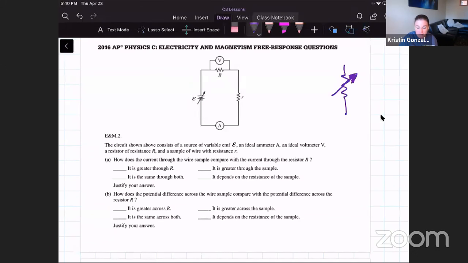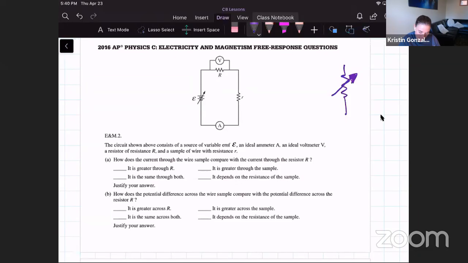Okay, but this time we have a variable power supply, right? You can adjust the voltage on that. We have a resistor, and then we also have a sample of wire. And really, wires do have resistance, right? Small amount. And so we want to look at this situation. We have an ideal voltmeter and an ideal ammeter. We talked about what that means earlier, right? If we have an ideal ammeter, very low resistance. Ideal voltmeter, very high resistance.